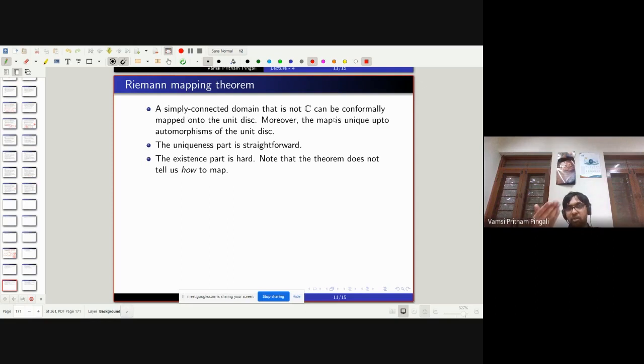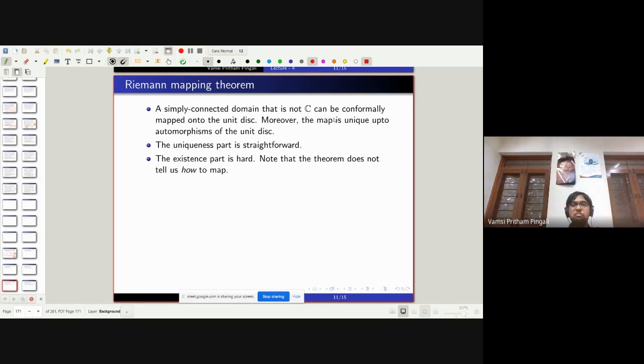So this theorem is very beautiful, hard to prove. It is completely useless because it doesn't tell you how to find that map. And that is the problem if you want to apply this theorem in practice. In fact, if you give me an arbitrary simply connected domain, there need not even be a very nice formula for such a map. I mean, if it is a very nice domain like a hemi-disk or something, yeah, sure, you can find a nice formula, but you can't always find a nice formula.